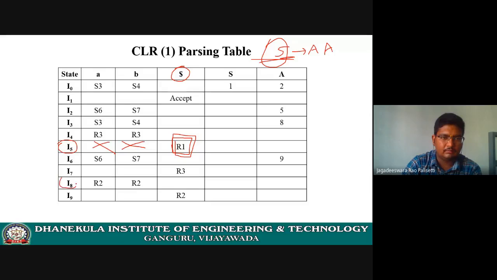I8 is the row and the column is small a and another column is small b, because a and b are the two lookahead symbols. So in these respective slots only, we are going to write R.